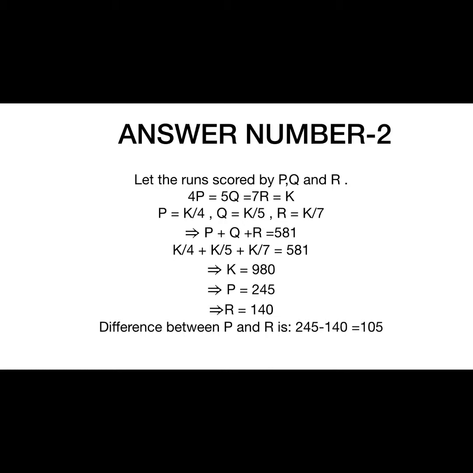Now put the value of K in P and R. So we will get the value of P is equal to 245 and R is equal to 140. So the difference between P and R is 245 minus 140, which is equal to 105.